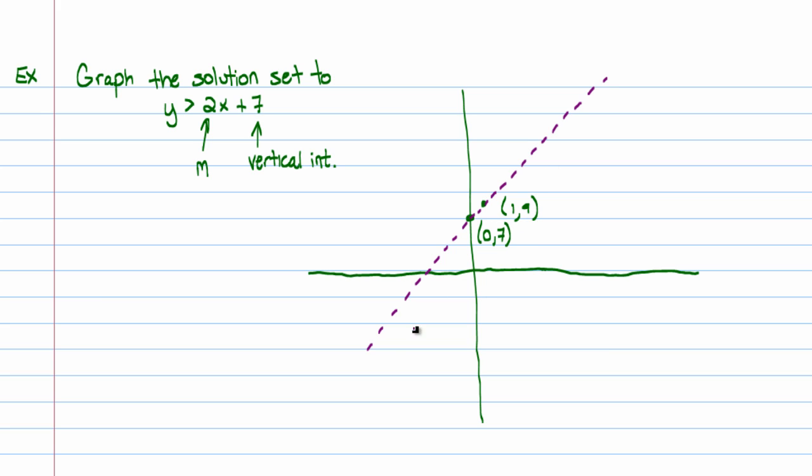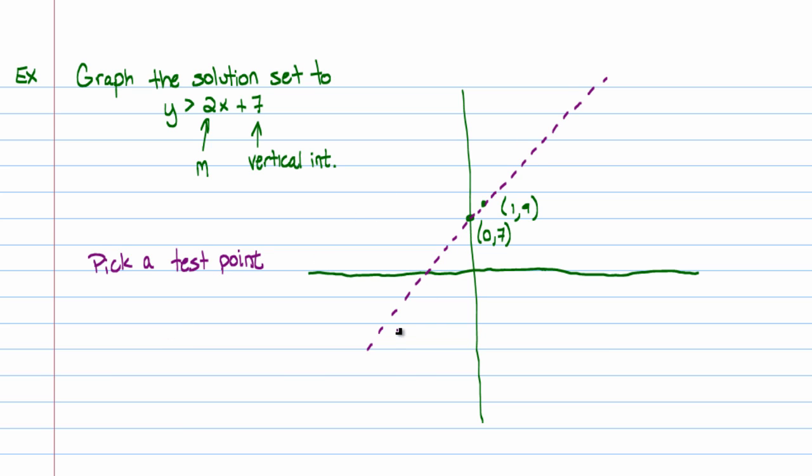Now remember, I told you this line is going to break the world into halves. We'll have one half that will be our solution set, and the other half will not be our solution set. The way you can determine which half is your solution set is to pick a test point. So pick a test point. And make sure you pick a test point that's not on your line.